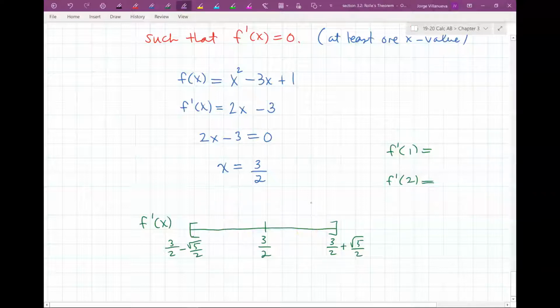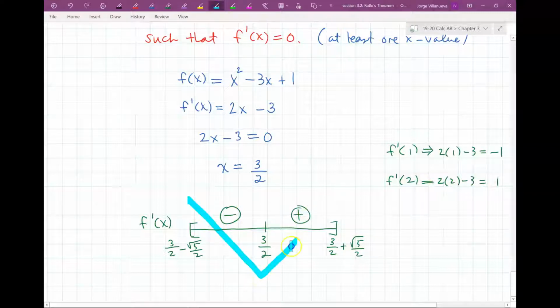So if I plug in a 1 into my derivative, I get 2 times 1 minus 3. That's negative 1, so that's a minus. And then if I plug in a 2, I get 2 times 2 minus 3. That's a positive 1. That means this graph is going down, then up.